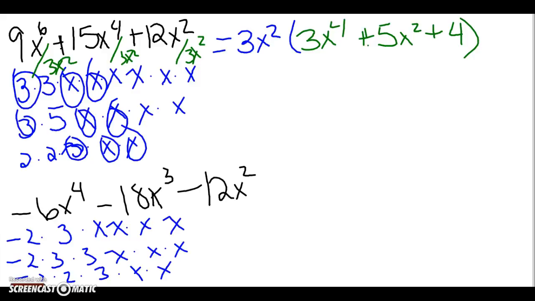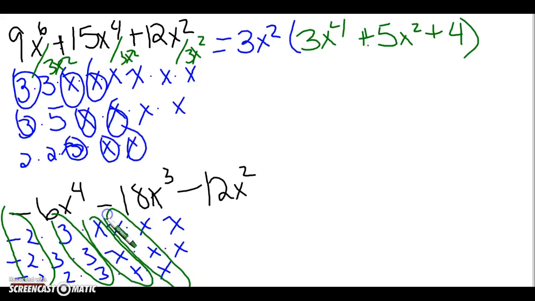So they all have negative 2 in common. They all have 3 in common. They all have x in common. They all have x in common. And so if I multiply everything out, that's going to give me a negative 6x squared is my greatest common factor.